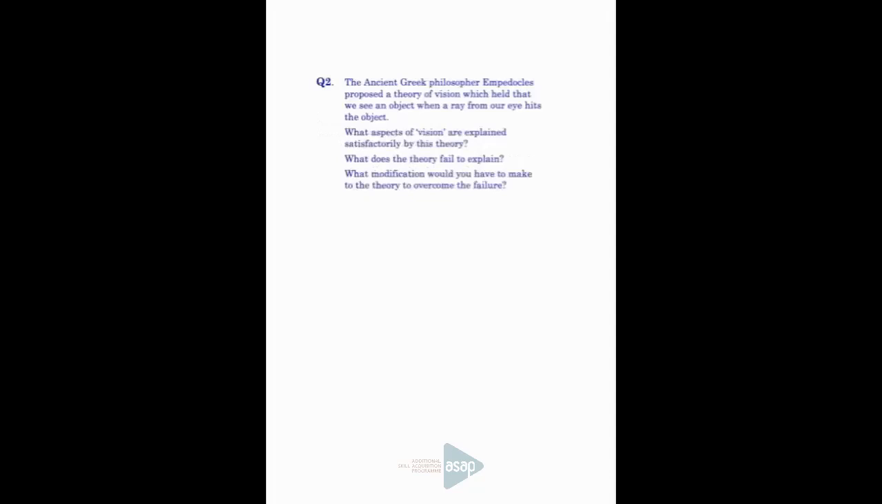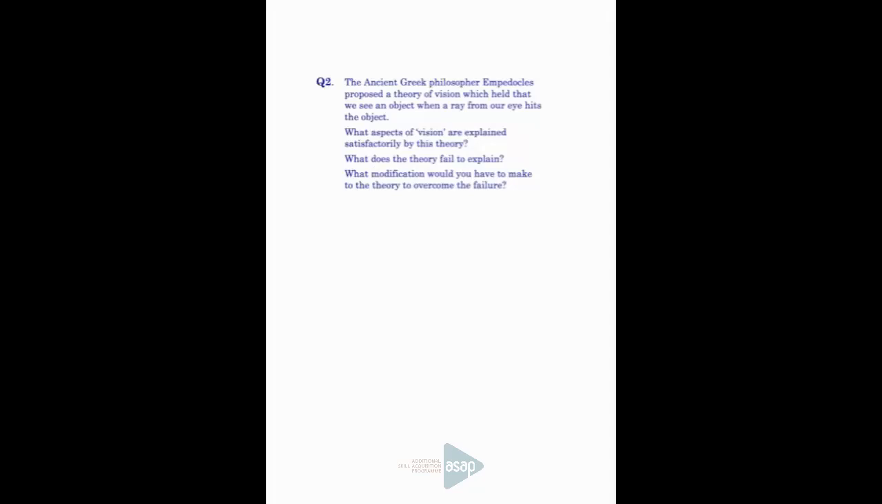So shall we move on to question 2? Okay. So question 2 is, the ancient Greek philosopher Empedocles proposed a theory of vision which held that we see an object when a ray from our eye hits the object. What aspects of vision are explained satisfactorily by the theory? What does the theory fail to explain? And what modification would you have to make to the theory to overcome the failure?